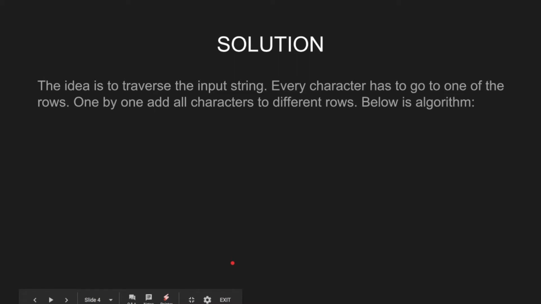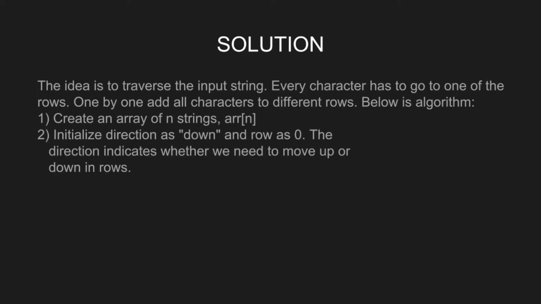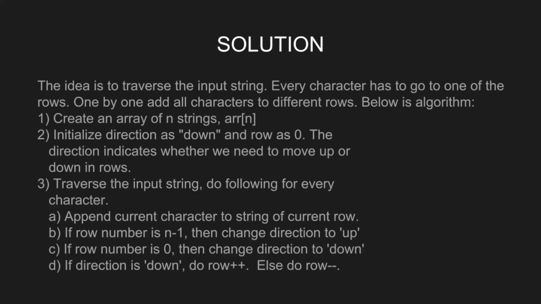The idea is to traverse the input string. Every character has to go to one of the rows. One by one, add all the characters to different rows. Below is the algorithm. First, create an array of n strings, array n. Second, initialize the direction as down and row as 0. The direction indicates whether we need to move up or down in rows.